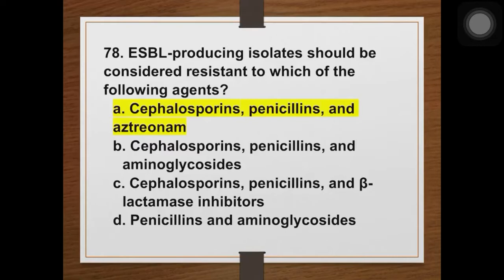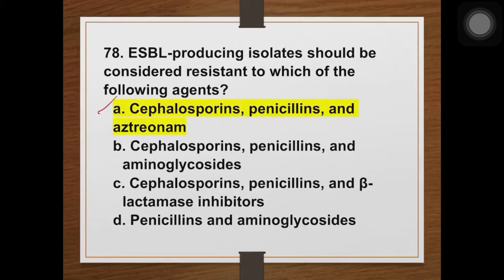78. ESBL-producing isolate, extended spectrum beta-lactamase producing organism. Sino po halimbawa nito? Yung mga Enterobacteriaceae should be considered resistant to which of the following antibiotic? Ang palatandaan po dito, CAP. Yung mga ESBL-producing organism are resistant to beta-lactam antibiotics. Examples are cephalosporin, penicillin, and aztreonam. Correct answer is 78, letter E.